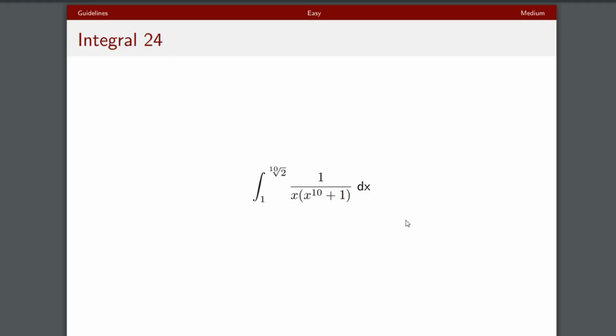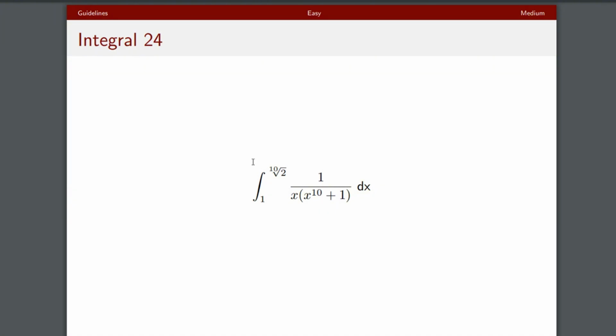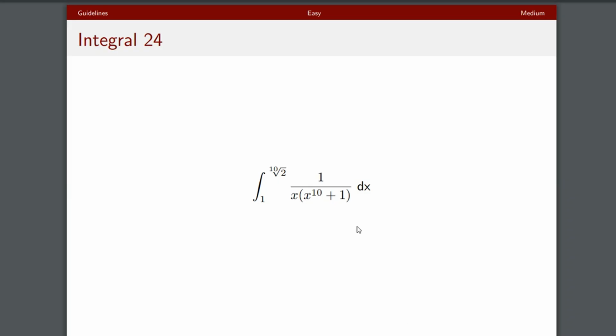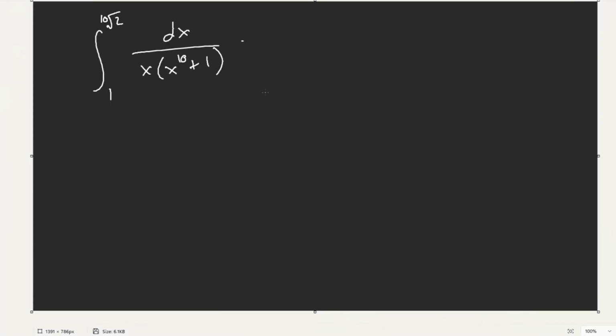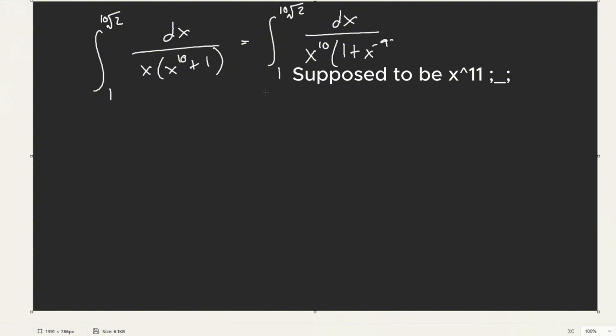Of course. What did I tell you? Okay, recurring integrals. Caveman, let's go. Caveman trick. Here we go. From 1 to 10th root of 2, dx over x times x to the 10 plus 1. Right? That's what we got here. Alrighty, you know what to do. Caveman trick we go. Alright. We have x times x to the 10, then we do 1 plus x to the power negative 9.